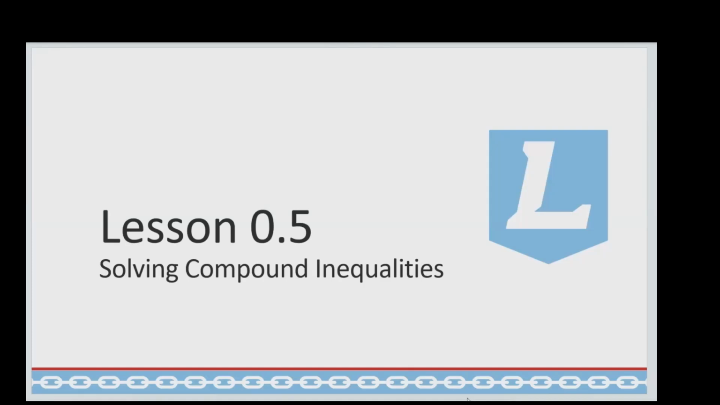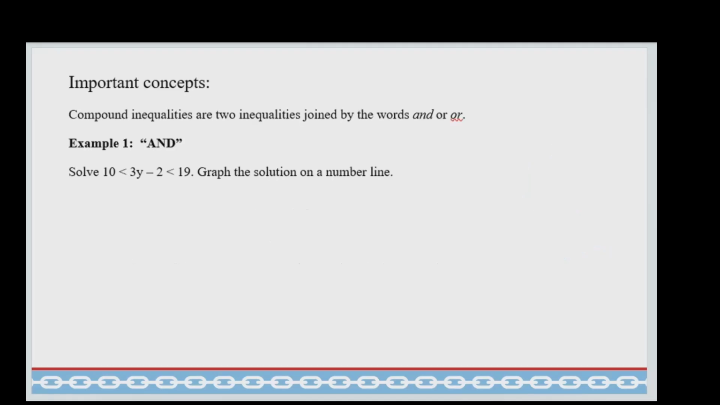So, last lesson out of our review chapter: solving compound inequalities. Compound inequalities come in two cases. We have the and case or the or case. If you do not see any words in your inequality, it's the and case. So 10 less than 3y minus 2, which is less than 19. This is the and case.